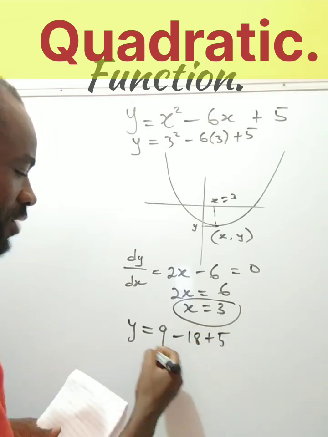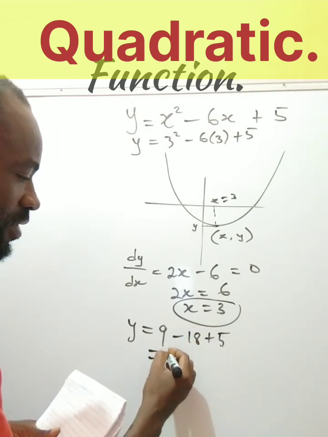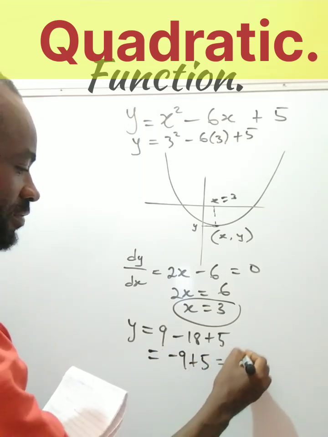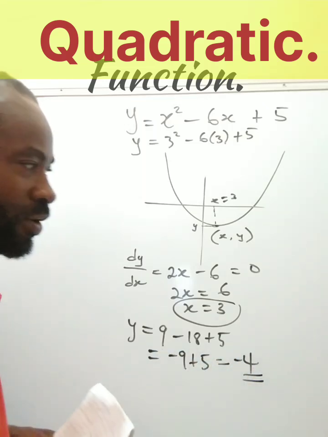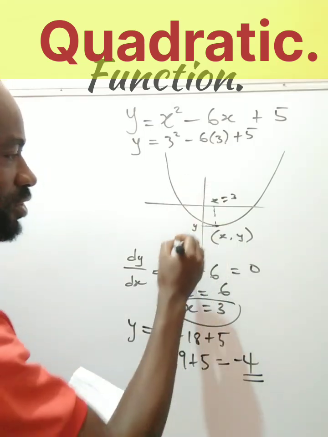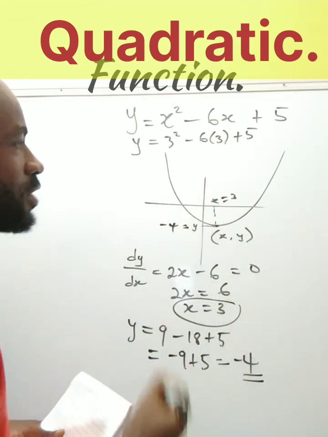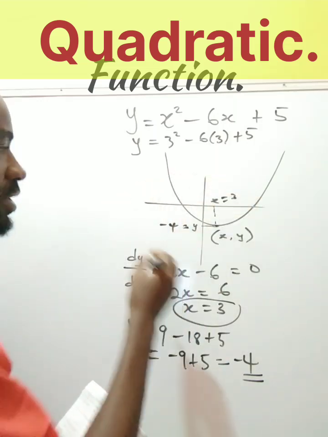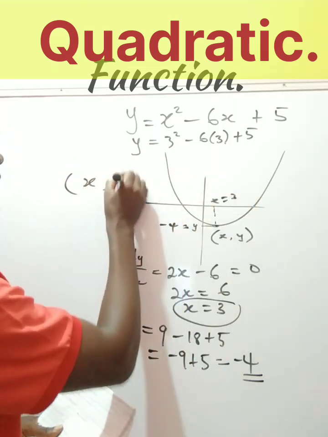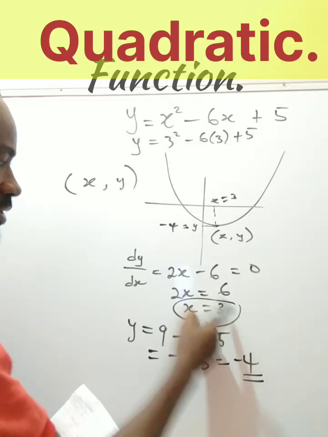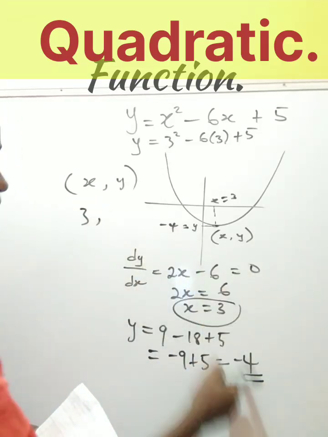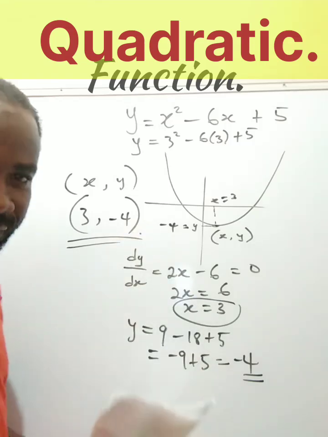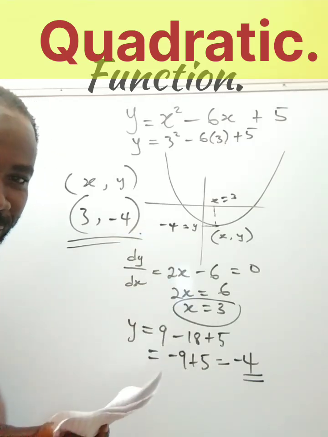Can you see that? So our y is 9 minus 18 plus 5. That is minus 9 plus 5, which is minus 4. So our y is minus 4, which means that we've actually gotten the point. The point x, y: our x is 3 and our y is minus 4. So this is the minimum point of this problem.